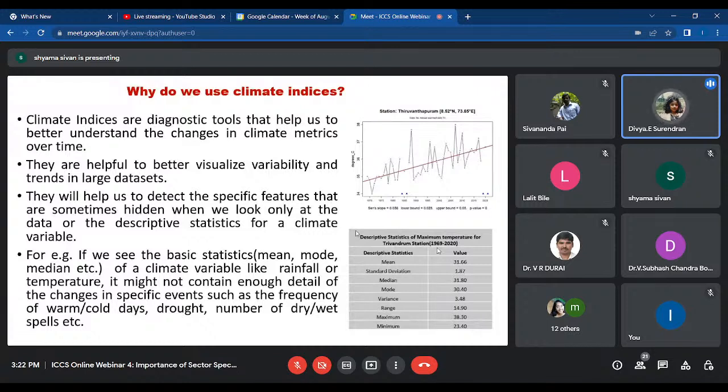So in this aspect, climate indices are very important, because they help us to understand how the changes are happening in different indices, for frequency, or if we have a warm spell or cold spell. We can understand whether the number of cold days is decreasing or increasing. So it will give you more idea than if you are looking at descriptive statistics.